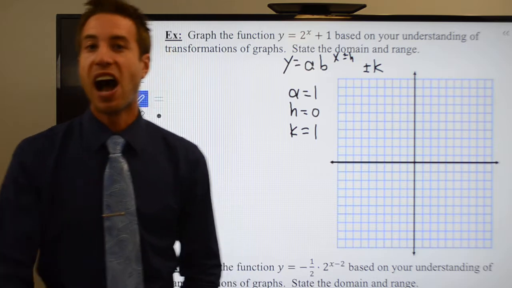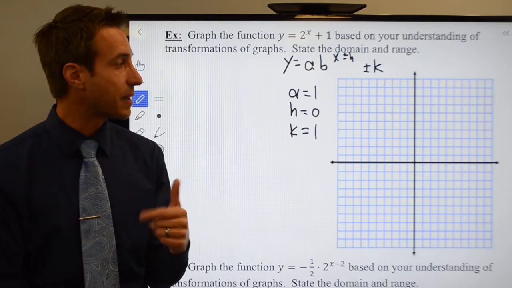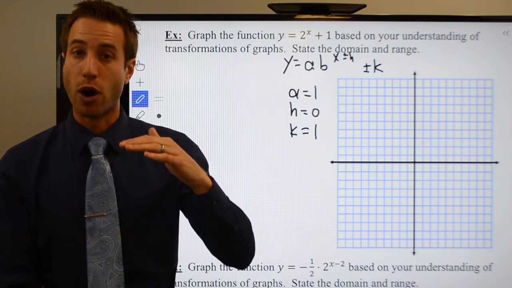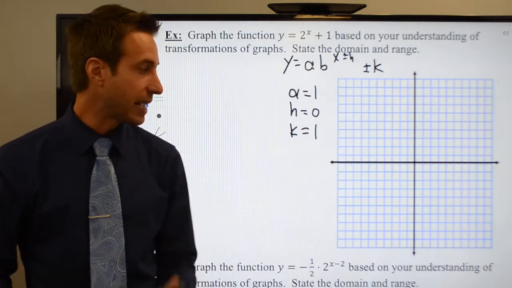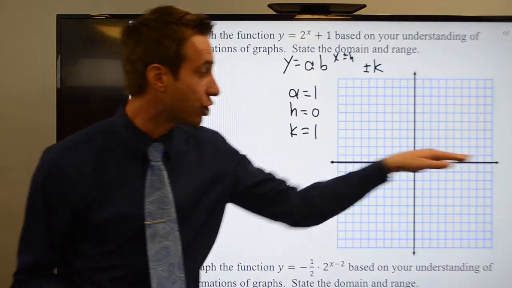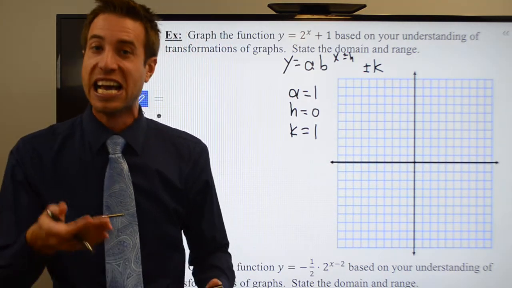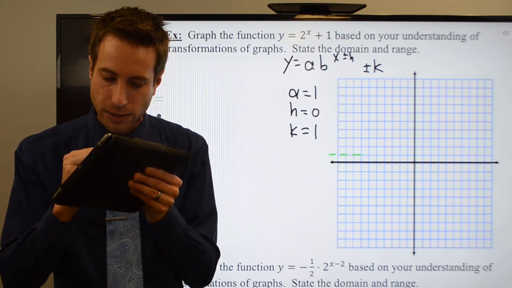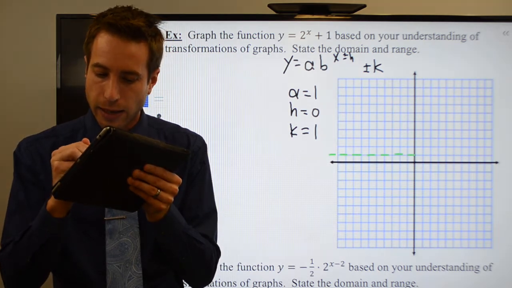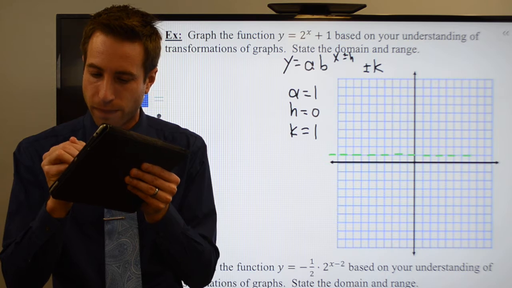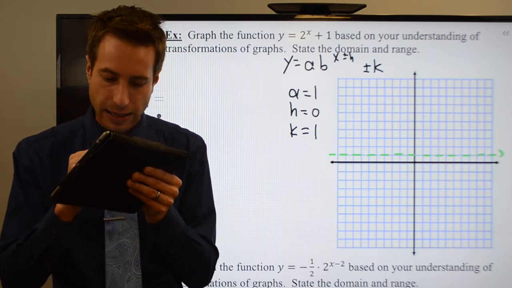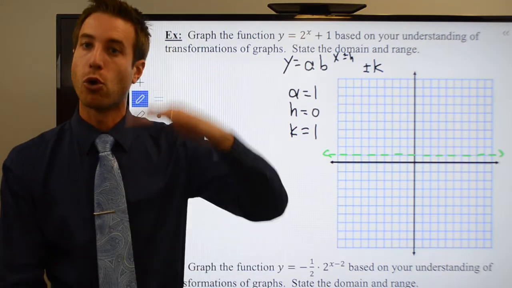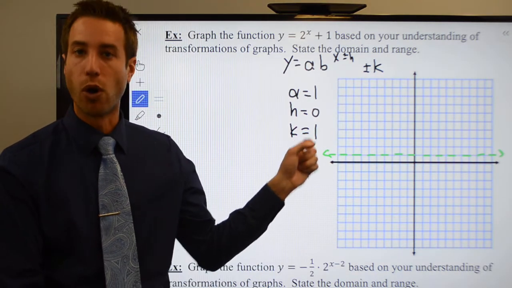So here's what I know. Just taking a look at this based on transformations, my graph is going to be shifted up 1 unit. What that tells me is that my horizontal asymptote, which used to be the x-axis, is now going to be shifted up 1 unit, and I'm now going to have a horizontal asymptote of y equals a positive 1. So I'll put a little dotted line in there, right there. That's going to be my new horizontal asymptote because my whole graph is going to get shifted up 1 unit thanks to k.